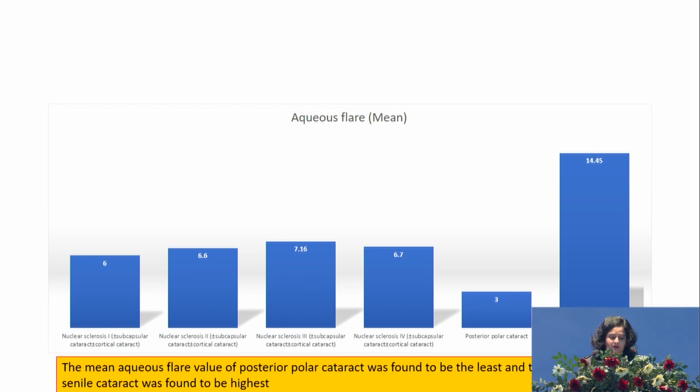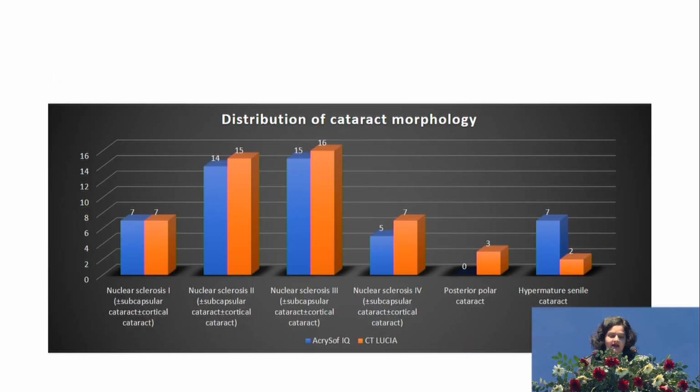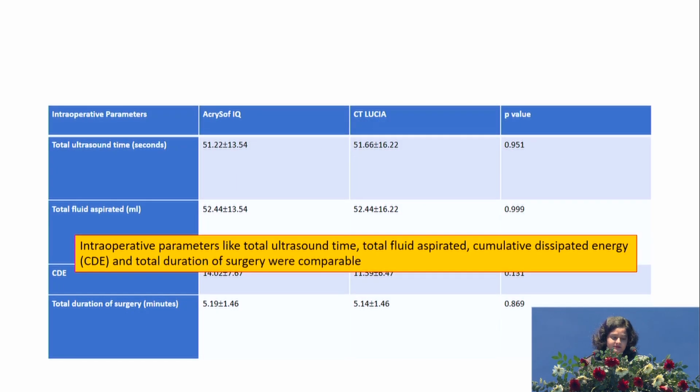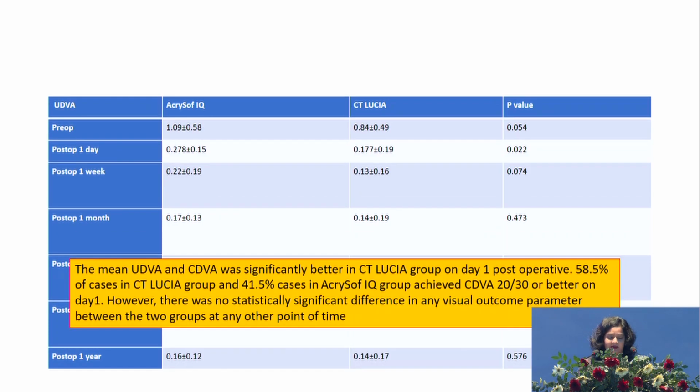The mean aqueous flare of posterior polar cataract was found to be the least and hypermature senile cataract was found to be the highest. The two groups were comparable in their distribution of cataract. The preoperative aqueous flare values in the operated eye were significantly higher in Acrysof IQ group. Intraoperative parameters like ultrasound time, total fluid aspirated, cumulative dissipated energy, and total duration of surgery were comparable. The mean UDVA and CDVA was significantly better in CT Lucia group on day 1 only. 58.5% of cases in CT Lucia group and 41.5% cases in Acrysof IQ group achieved a CDVA of 20/30 or better on day 1.